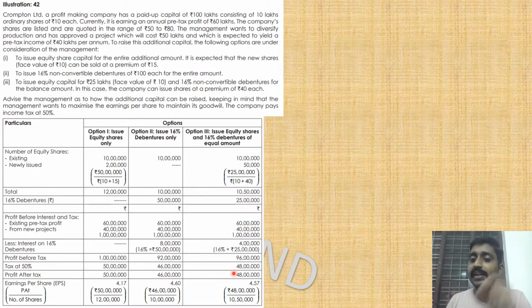So profit after tax is found. The profit after tax divided by total number of equity shares, which we have already found, will give you the earning per share. So in the three cases we have found the earning per share, and it looks like option 2 is having the maximum earning per share. So we will be choosing option 2.